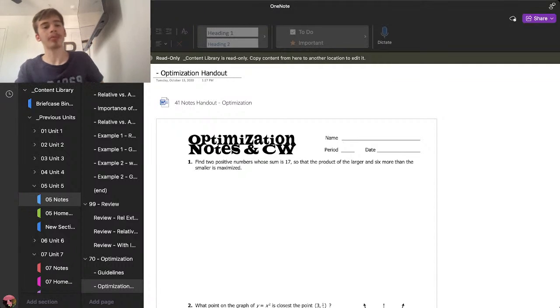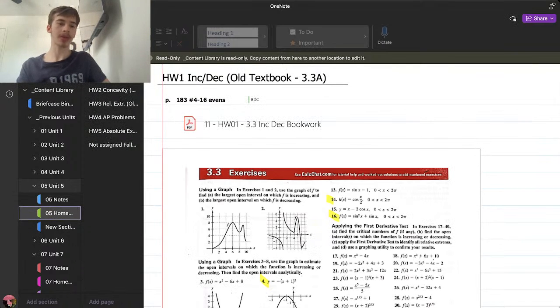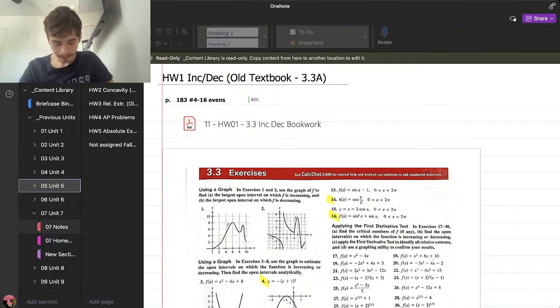We do need optimization. It's just unlikely to come up. It's still part of the curriculum. So, just know it. You gotta know it. All right, I guess we're going over optimization.